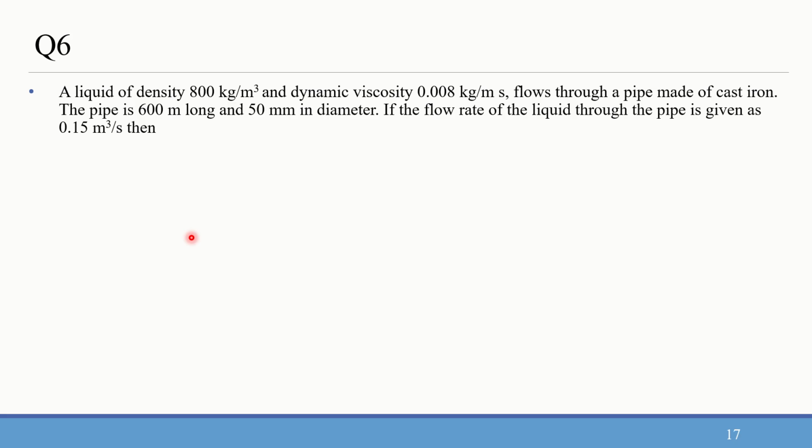A liquid of density 800 kg per meter cube and dynamic viscosity of 0.008 kg per meter second flows through a pipe made of cast iron. The pipe is 600 meters long and 50 in diameter. If the flow rate of the liquid through the pipe is given as 0.15 meter cube per second, then: first, the average velocity of the fluid in the pipe is dash meters per second.